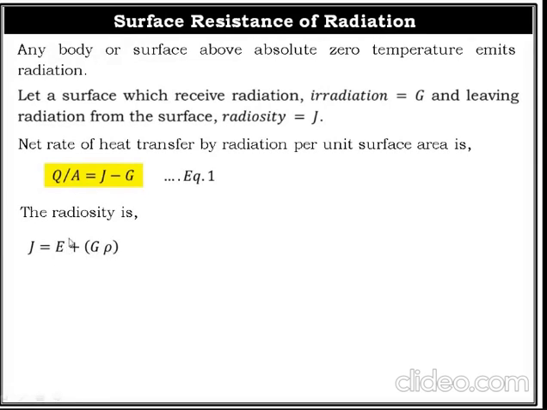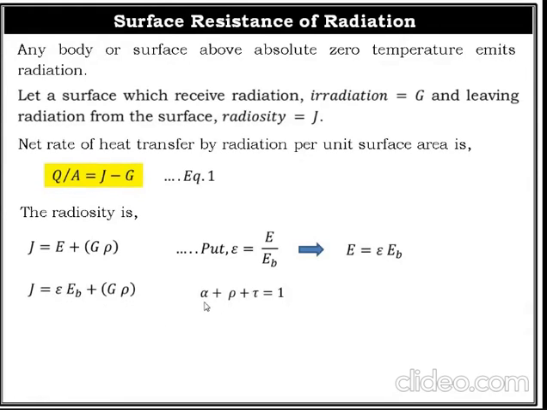So this is the emissive power of that body, and this much amount is emitted by that particular body, and this much amount of radiation is reflected. Now we know what is emissivity. Emissivity is a ratio of the emissive power of a body to the emissive power of a black body. So from this relation we can find the emissive power of the body, that is capital E, and it can be replaced by emissivity into emissive power of black body. So our equation becomes J is equal to emissivity, emissive power of black body, plus G rho.